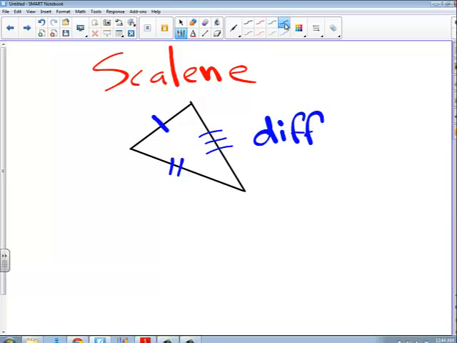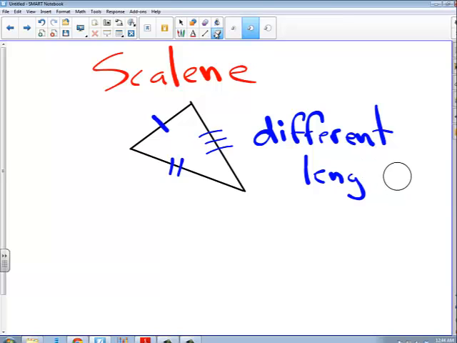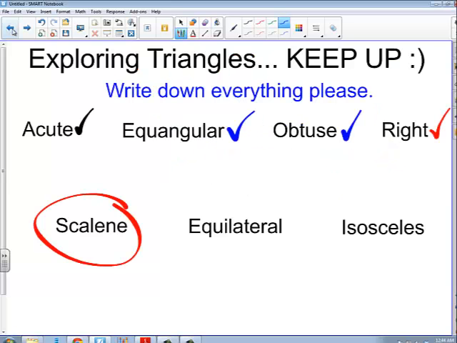Write this down. Different lengths. That's not how you spell it. TH. Okay, they're all different lengths. So a scalene triangle, all three legs are not the same. They're all three different lengths. Okay, next one, equilateral triangle.